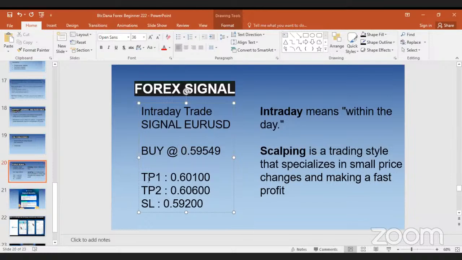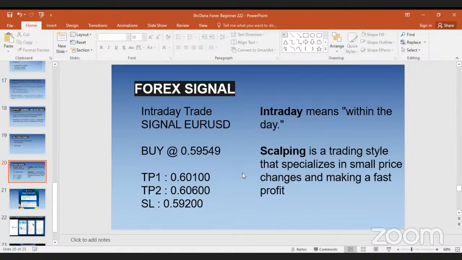Okay, so we have what we call TPs, which is take profit, and we have SL, which is stop loss. Now this TP means take profit. Then we have TP1 and TP2. What TP1 and TP2 mean is, let's assume that you have a $10 account and you want to open a double position using a lot size of 0.01, for example.